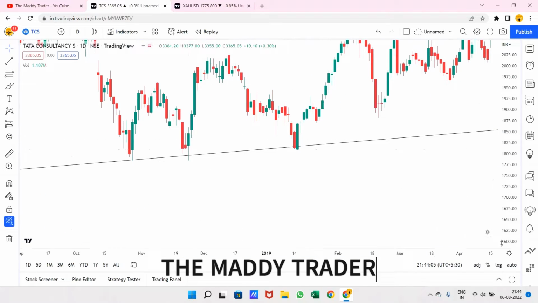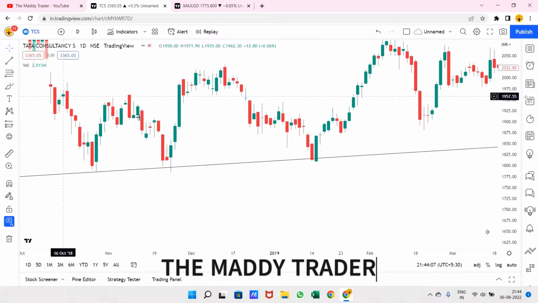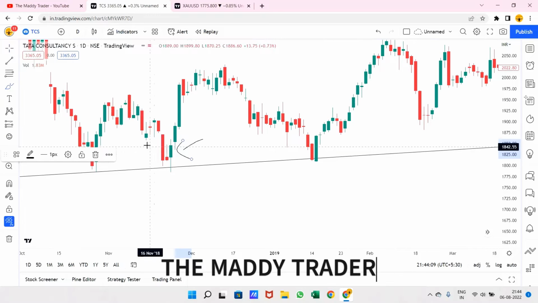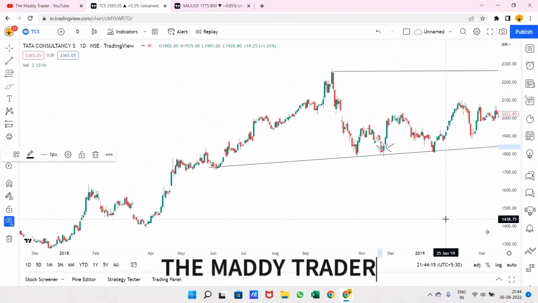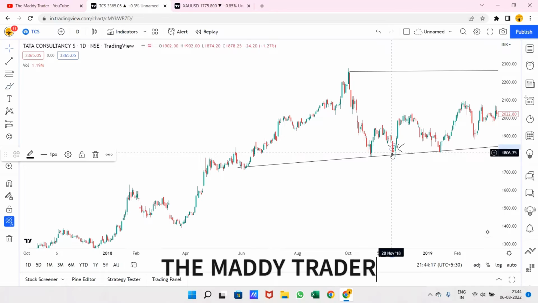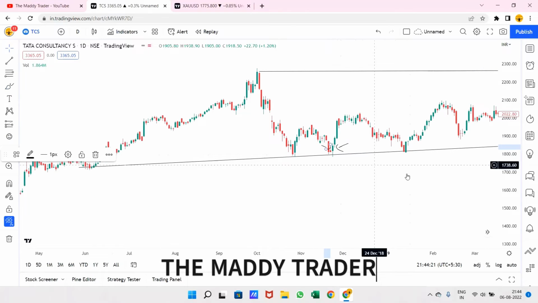Here you can see that there is a hammer candle, right? This is a hammer candle. So as you can see, this is the inverted hammer candle that happened on the demand zone. That is why it is not valid. As I said, it has to happen on the supply zone, not in the demand zone. That is why it is not valid.